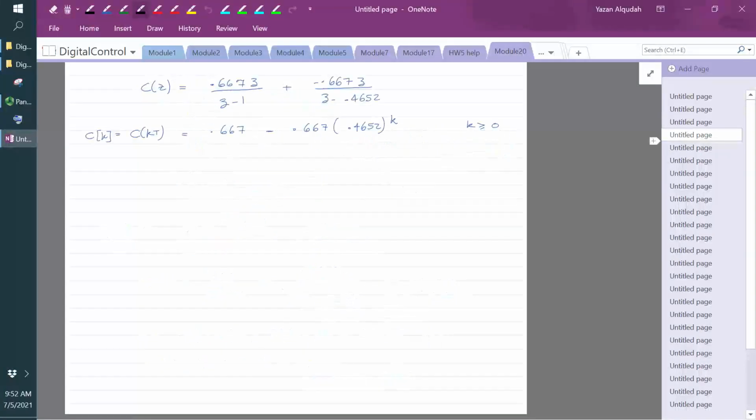For the output, we can do a partial fraction expansion and then use the formulas, or use the expression if we have it in this form, to immediately calculate c of k. C of k is going to equal 0.675 times z over z minus 1, which is u of k, and this is negative 0.66567 times z over z minus 0.465. This is going to give me 0.667 multiplied by this to the power of k.